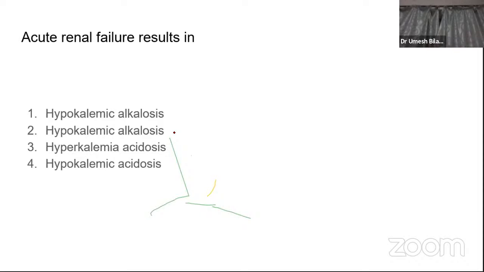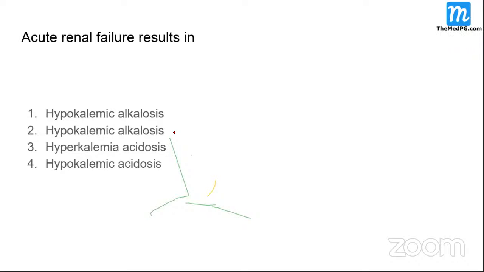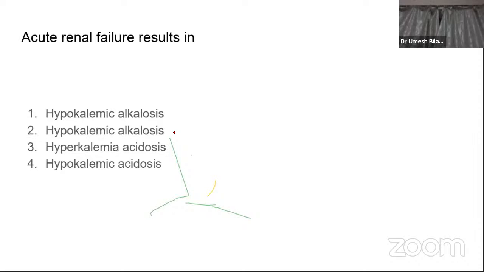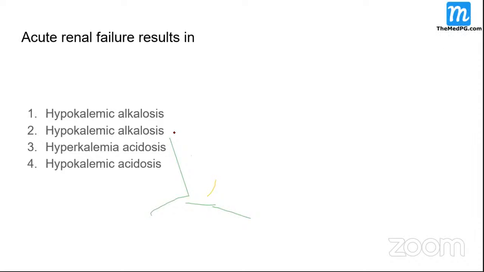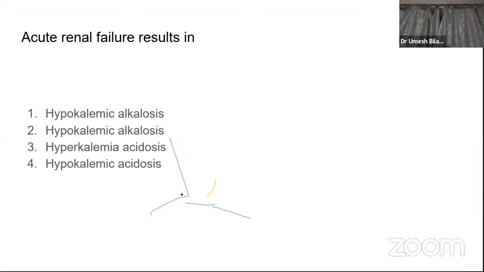Three, hyperkalemic acidosis. Hypo or hyper? Which one? So Beryllium says 3. Smriti says 4. I am getting confused about which one is the old question and which is the new question. Forget it now. It is hyperkalemic acidosis. It is a very simple question. You should not miss this.